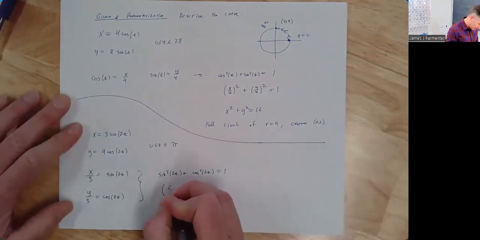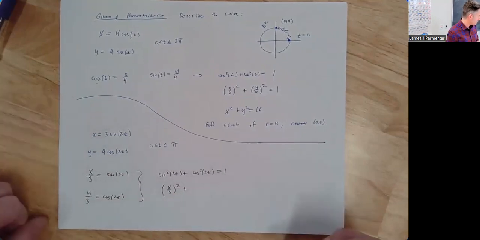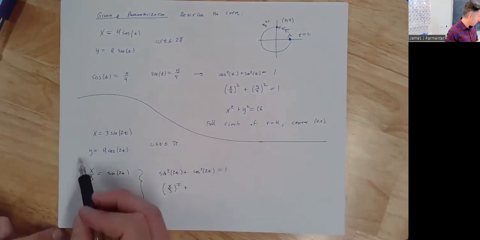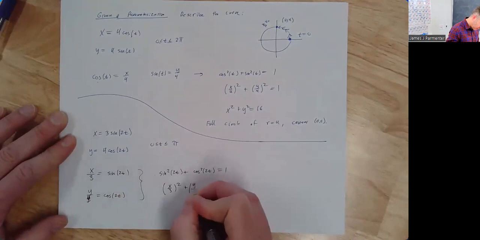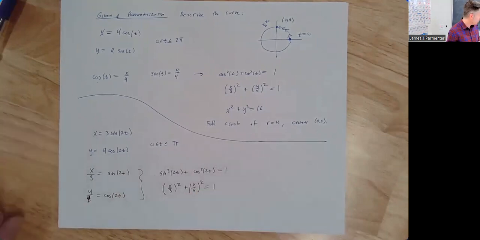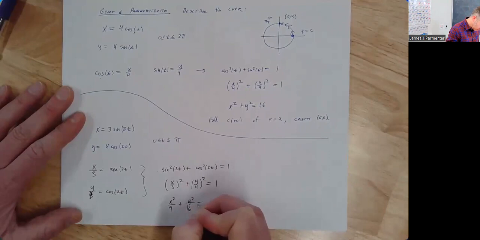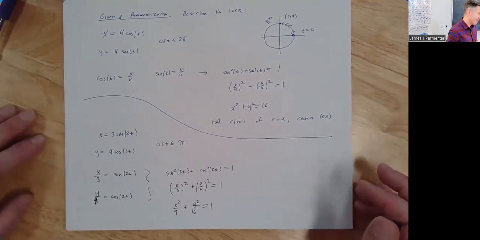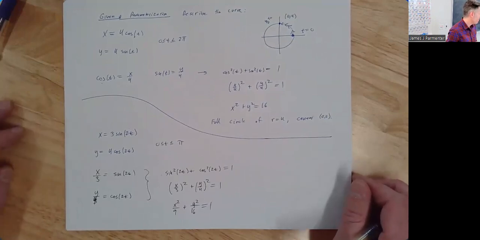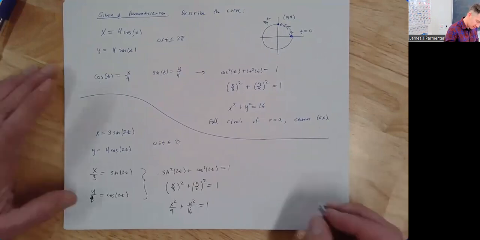So really what I have here is x over 3 squared plus, sorry, oops, I lost the 4. That's kind of important. That should have been y over 4, not y over 3. Plus y over 4 squared equals 1. Which people might rewrite as x squared over 9 plus y squared over 16 equal to 1. And that, my friends, is not a circle. It's an ellipse. Let's graph some of the points.